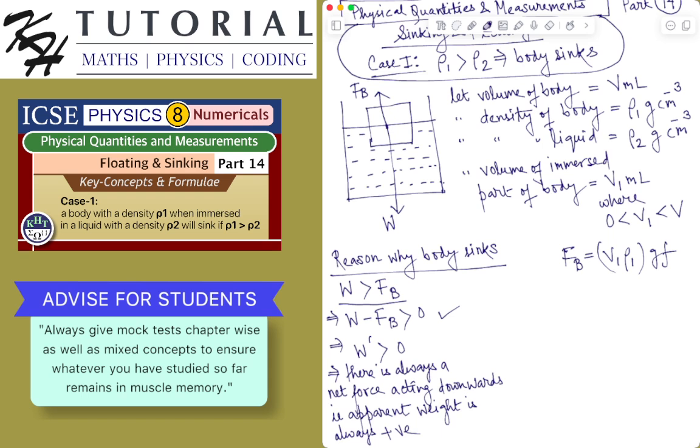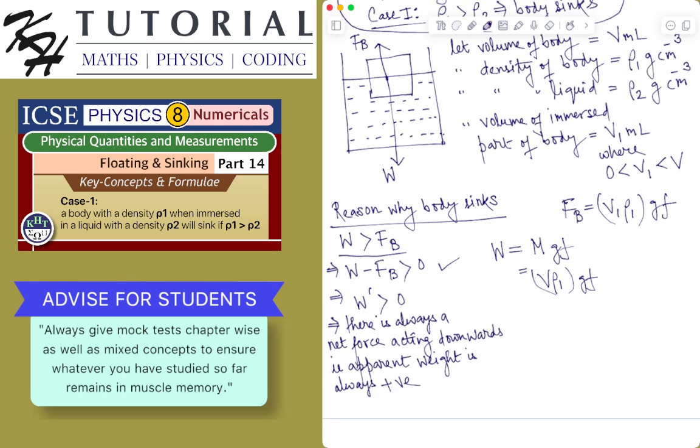We have considered the total volume of the body to be V ml, and the density of the body is rho 1 gram per centimeter cube. So the weight of the body is mass times gram force. What is mass? V rho 1. This much gram force.